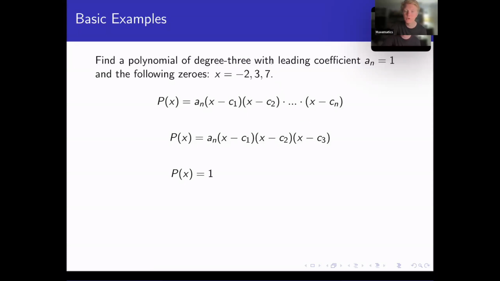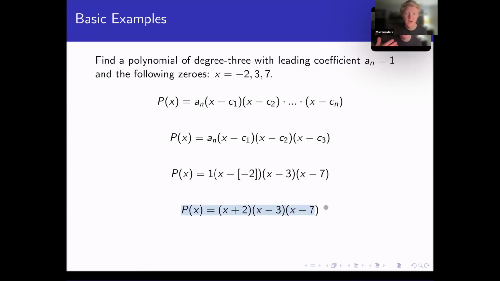So leading coefficient 1, first zero is -2, second zero is 3, third zero is 7, and we can simplify x minus -2 to x plus 2. We also don't need this 1 out in front. So this would be the perfectly factored version of a polynomial that fits this criteria.